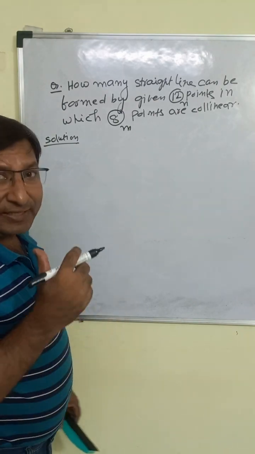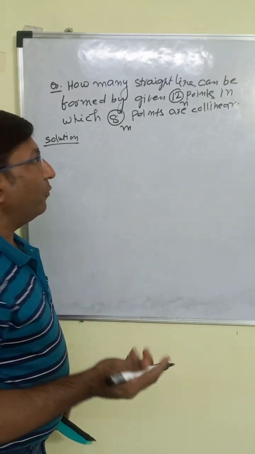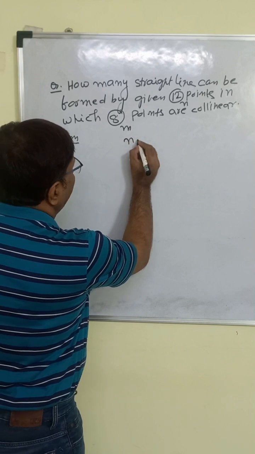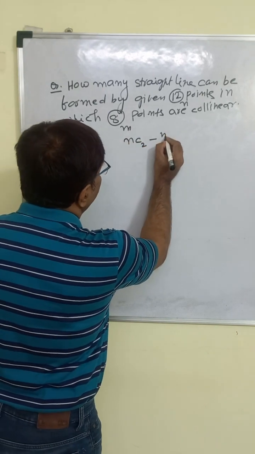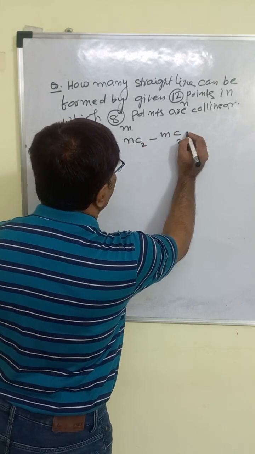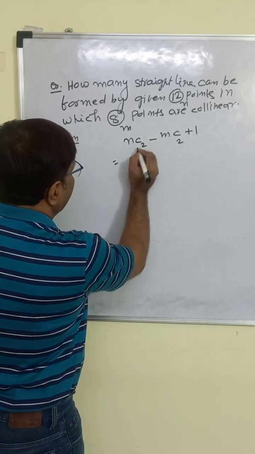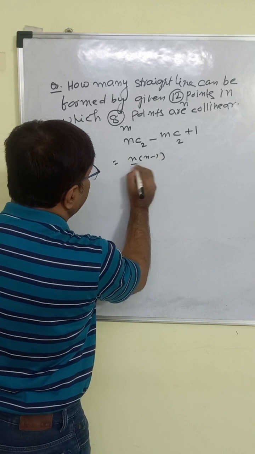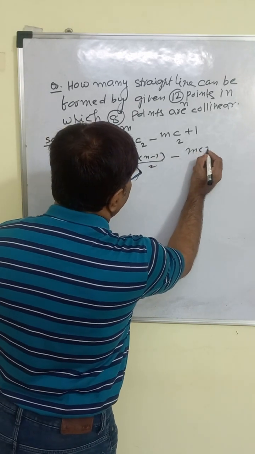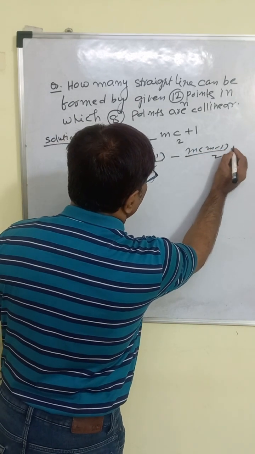We are finding the straight lines. For a straight line, we need 2 points. So the simple technique is nC2 minus mC2, and the collinear points themselves form one straight line, so plus 1. So we can write n into n minus 1 by 2, minus m into m minus 1 by 2, plus 1.